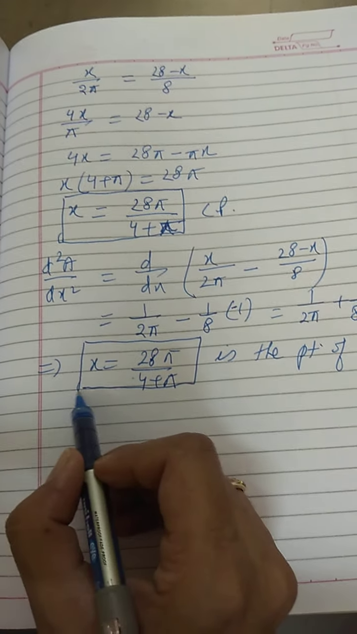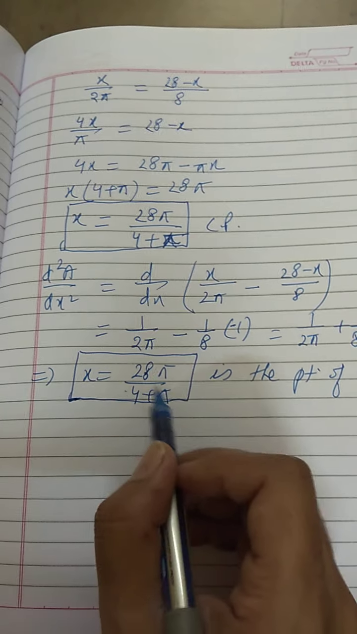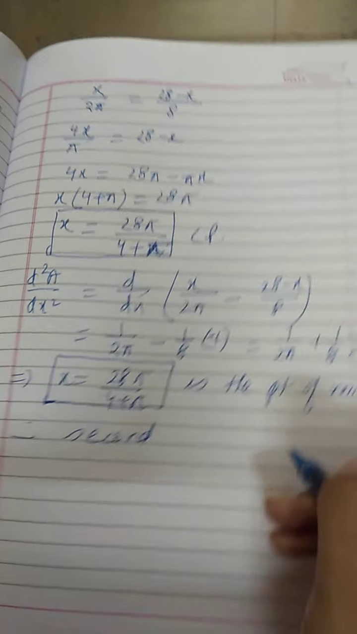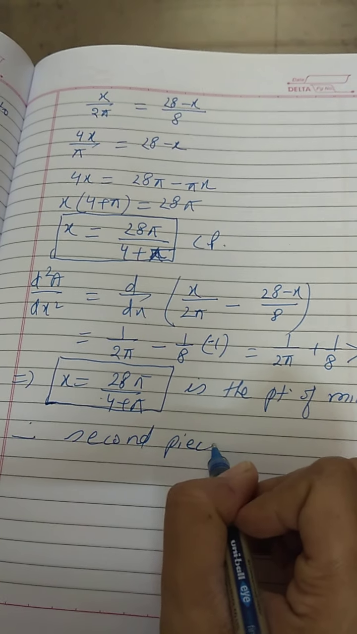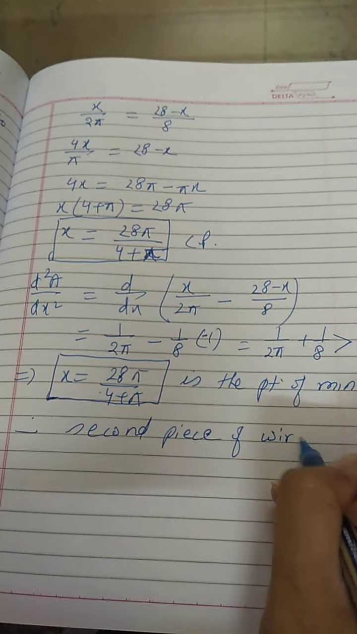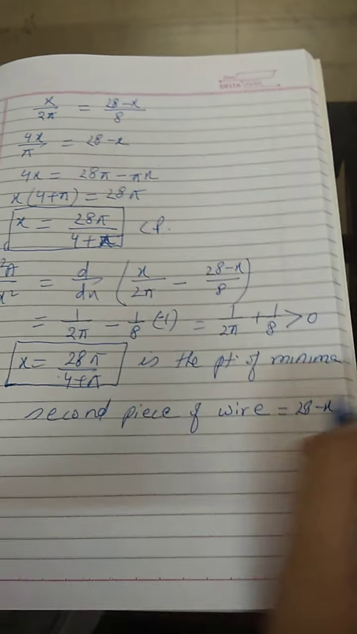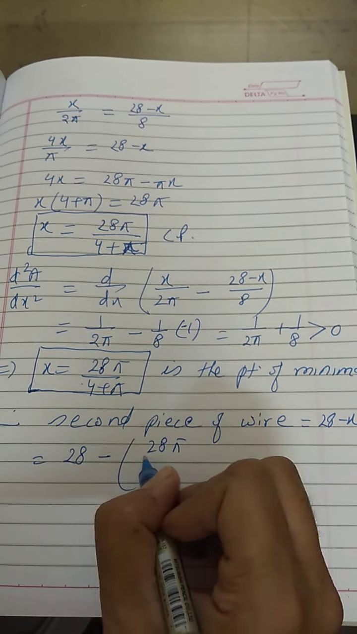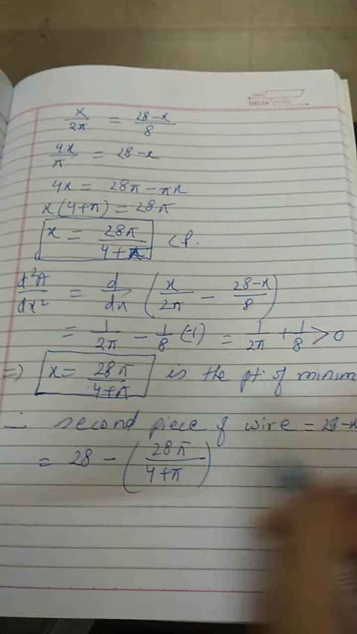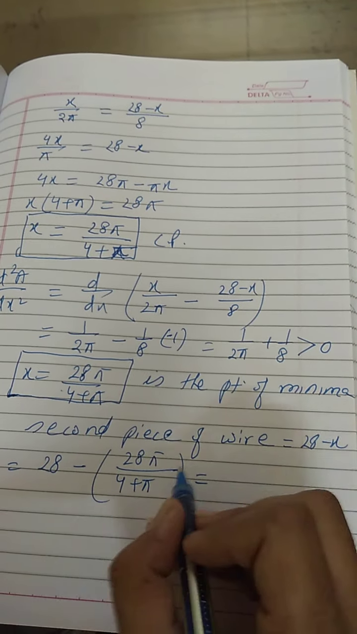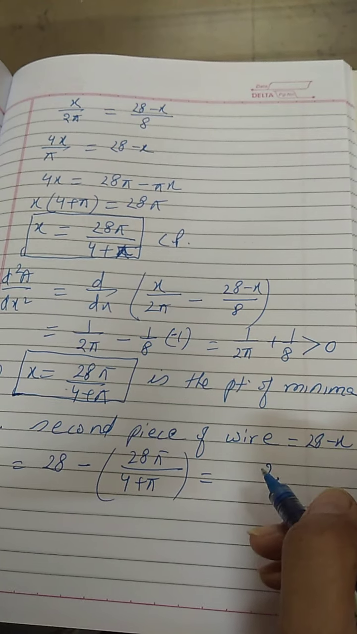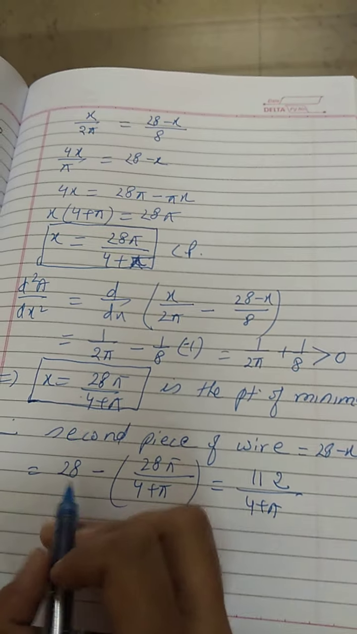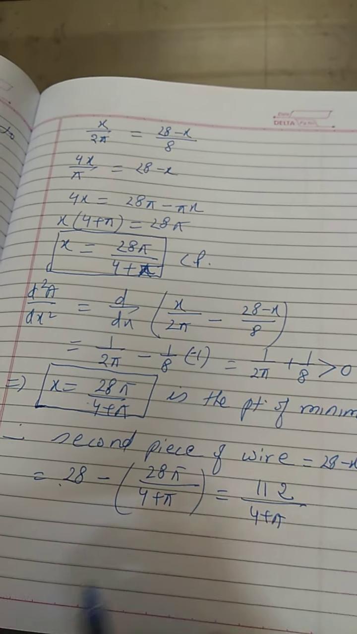Now, if one side or one length of the wire is 28 pi upon 4 plus pi, therefore the second piece of wire, what was that? 28 minus x. So if we calculate that, 28 minus 28 pi upon 4 plus pi, this will become equal to 112 upon 4 plus pi, because 28 pi minus 28 pi will get cancelled.